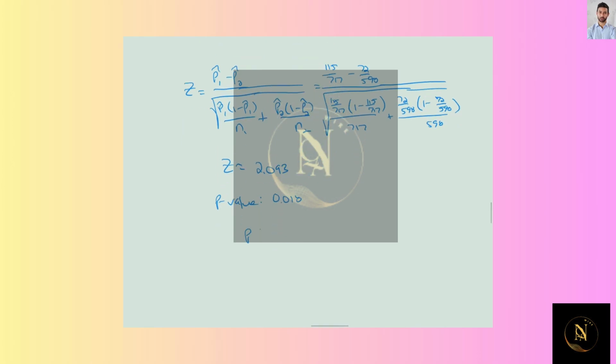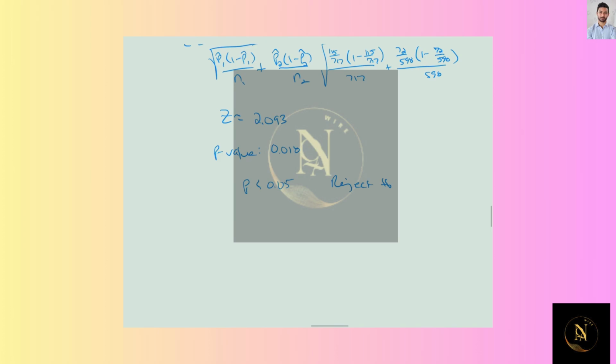And since our p-value is less than our alpha of 0.05, we will reject the null hypothesis. There is sufficient evidence to conclude that a higher proportion of subjects in Group 1 experience drowsiness as a side effect than subjects in Group 2 at the 0.05 level of significance. So that is choice B.